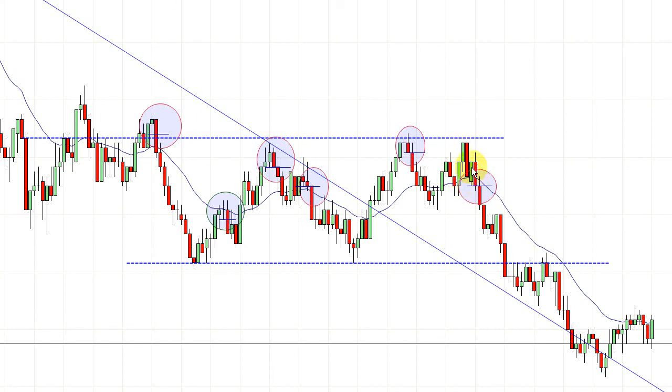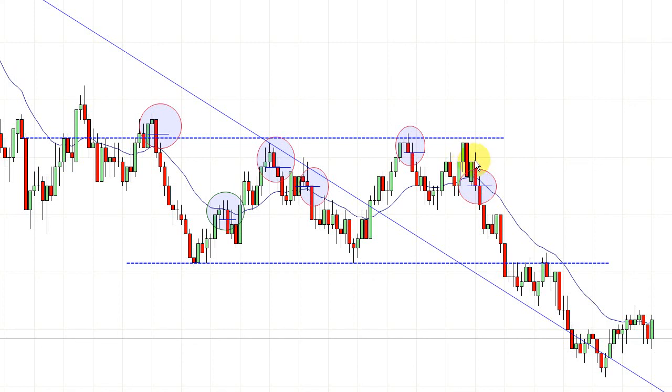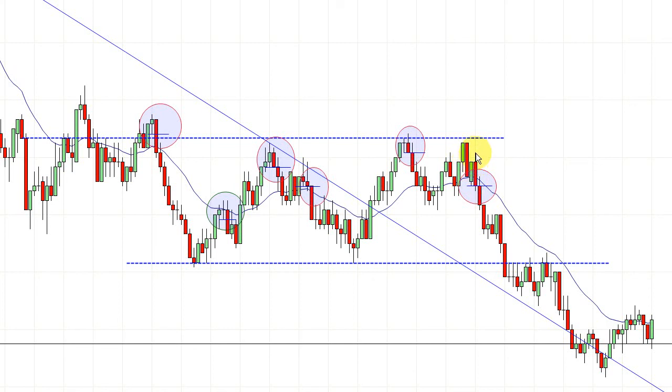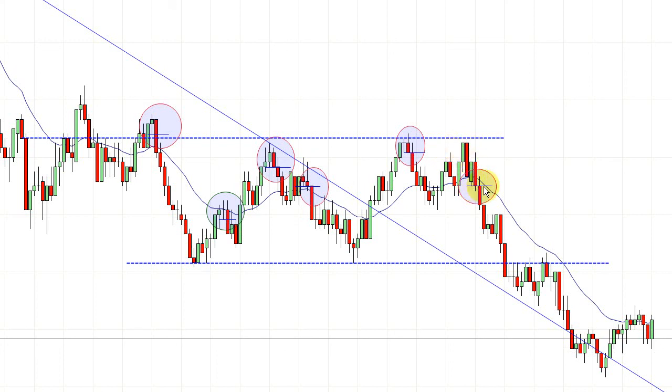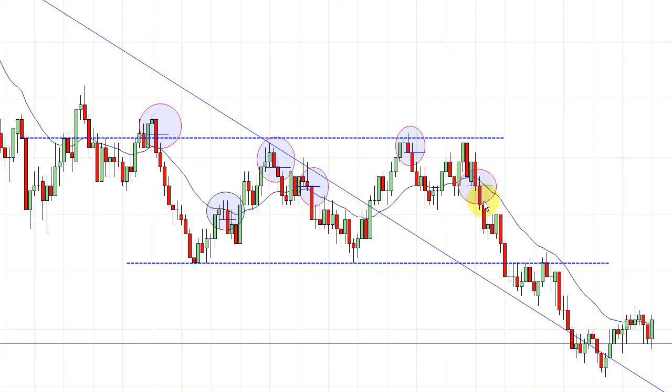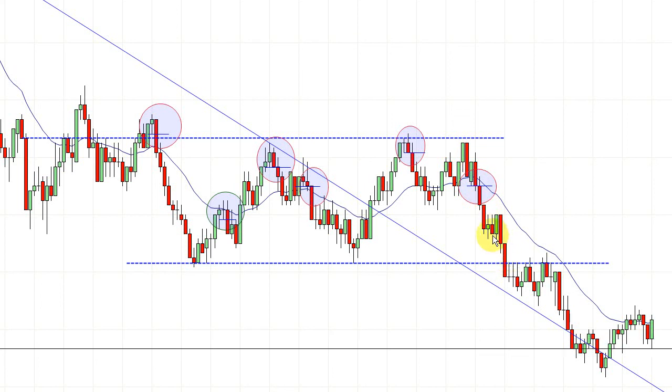So by being patient and waiting on that trap, when we went higher a third time there and couldn't get any higher than this high right here and turn back down, that's a great place to go short. And so that was the trade of the day, really. So that's as far as I'm going to go today. We're running out of time. Hopefully you see these setups.